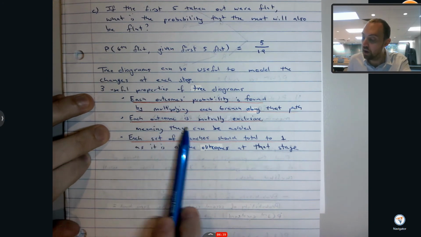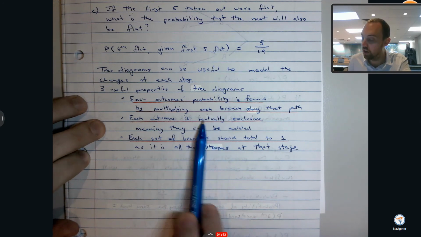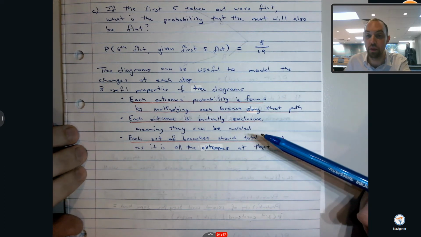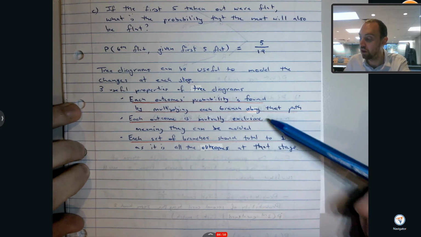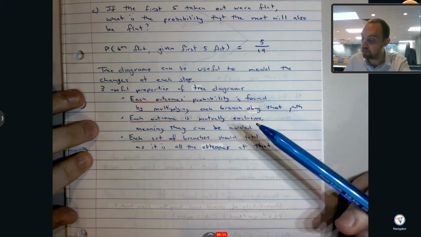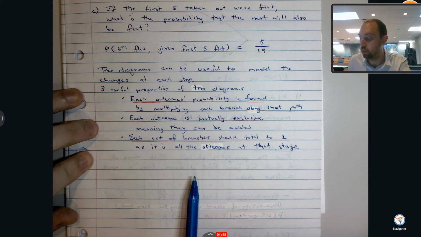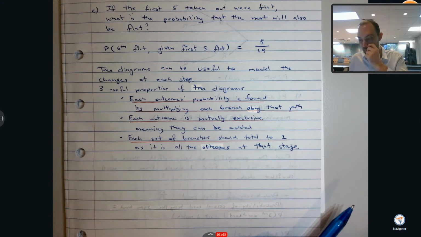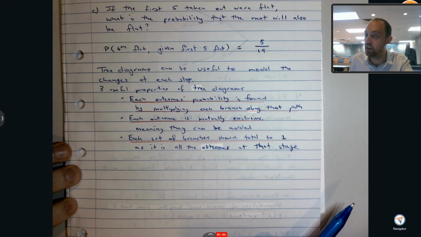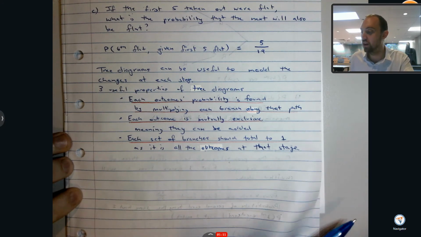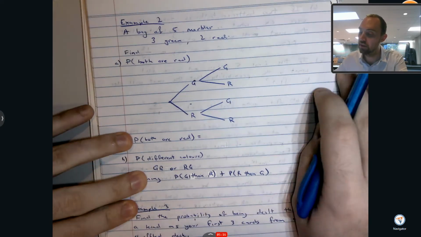The outcome at the end of each tree diagram, or the end of each branch, is mutually exclusive, which means we can add them along the way without worrying about the crossover of the events, because there isn't a crossover in mutually exclusive events. Each set of branches should total to 1. And again, we'll show that, but that's because all of the outcomes should be demonstrated in the tree diagram. It should be not this and not null. So let's go through an example. Hopefully it makes a bit more sense.